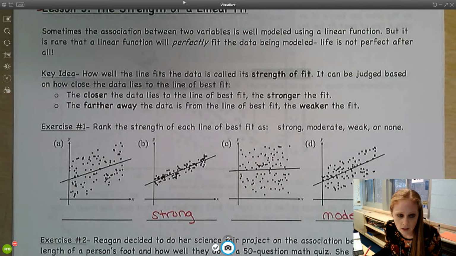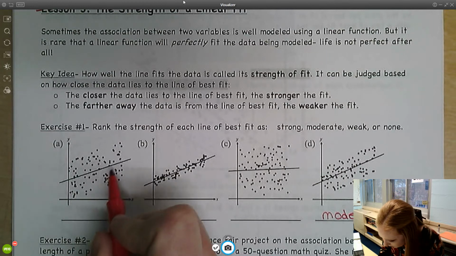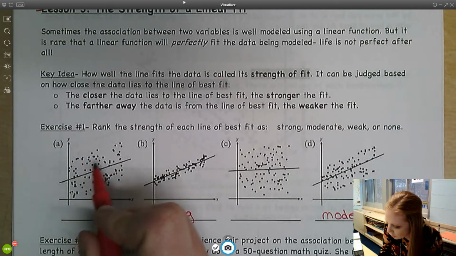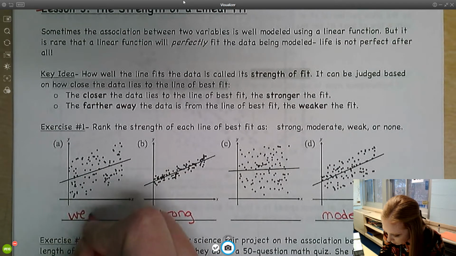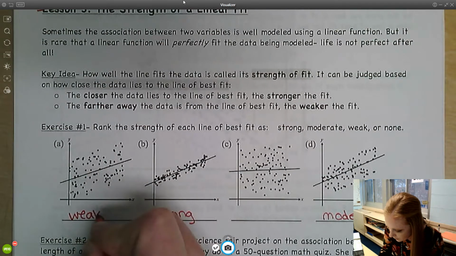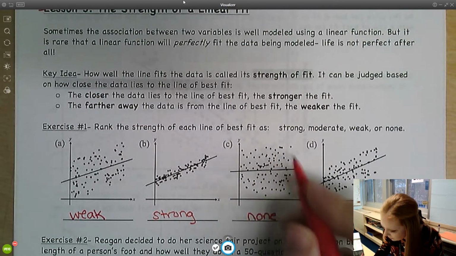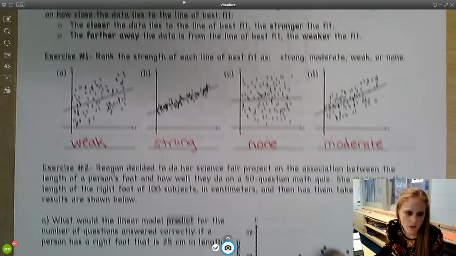Okay, and then A, that has a trend going upward, but that is very weak. They're pretty spread out. They are generally going upward that we can tell, but it's very weak. And then this C would be an example of no relationship. Those dots are all over the place.